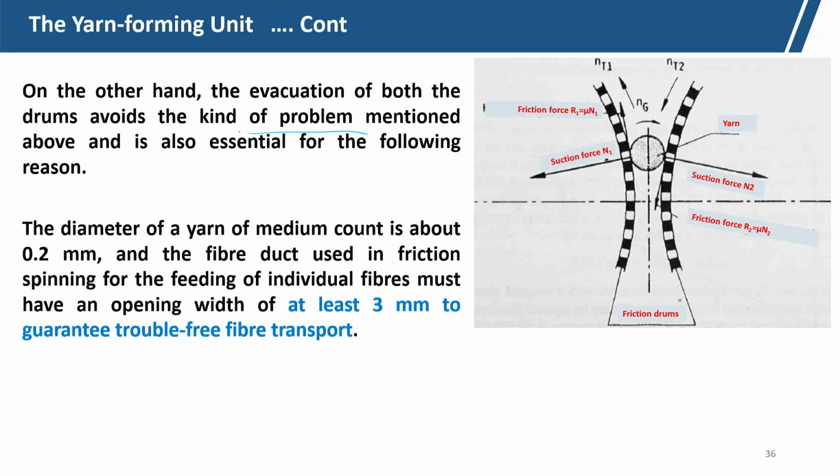The diameter of a yarn of medium count is 0.2, and the fiber duct used in friction spinning for the feeding of individual fibers must have an opening width of at least 3 millimeter to generate trouble-free transport. So, that should be at least 3 millimeter.